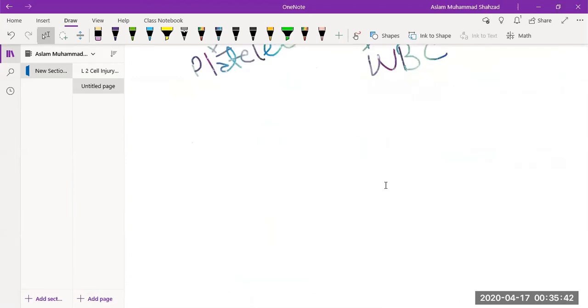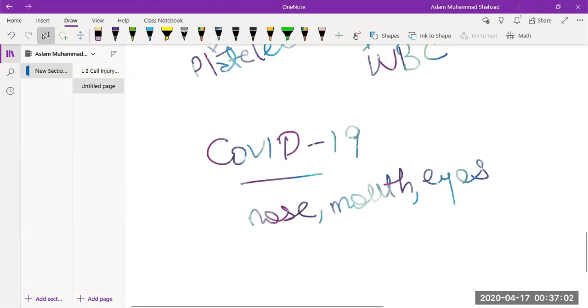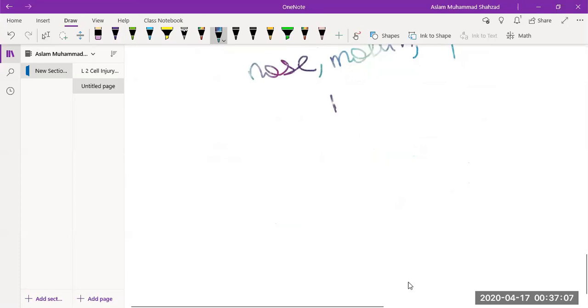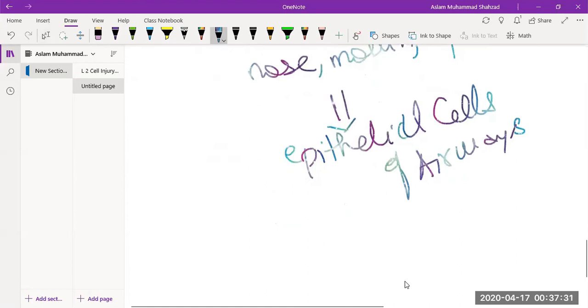Then the next question is, for example, when we talk about the coronavirus, the virus we know as COVID-19, it can enter into the body through the nose or mouth, eyes, and then it attaches to the epithelial cells of the airways. And then it binds to the receptor known as ACE2.